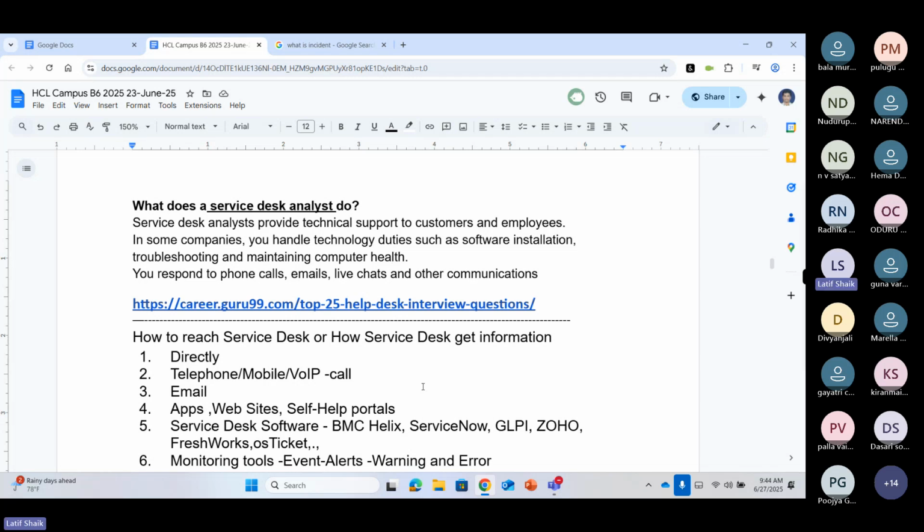Here it is: what does a service desk analyst do? A service desk analyst is a person. Who is that person? Any technical person. I'm a system engineer, I'm also a service desk analyst. I'm a network engineer, I'm also a service desk analyst. I'm a cloud engineer, I'm also a service desk analyst. Service desk analyst is a common title. It's not like only that person is separate and a network administrator is separate. All are in the same part.